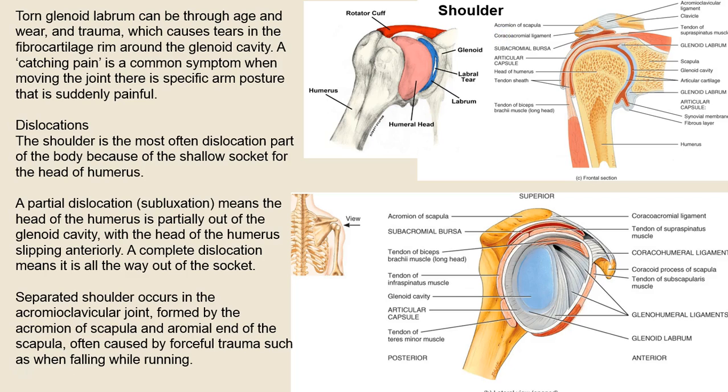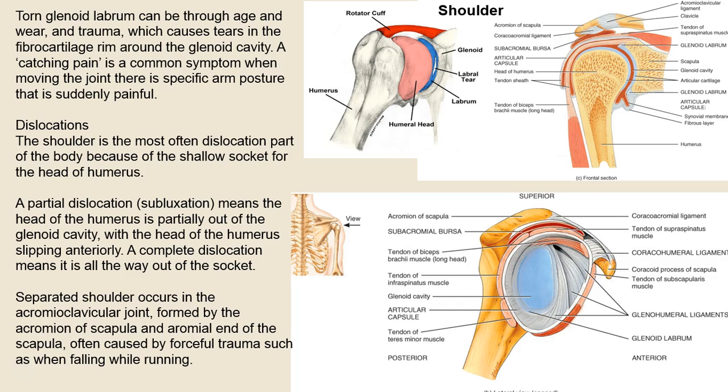If we have a torn labrum, which you'll see right here, that happens to all of us as we age. But the more we abuse that joint, the faster it's going to wear out. It's kind of a catching pain. Just certain postures are going to cause this sudden catch, just like the word suggests.